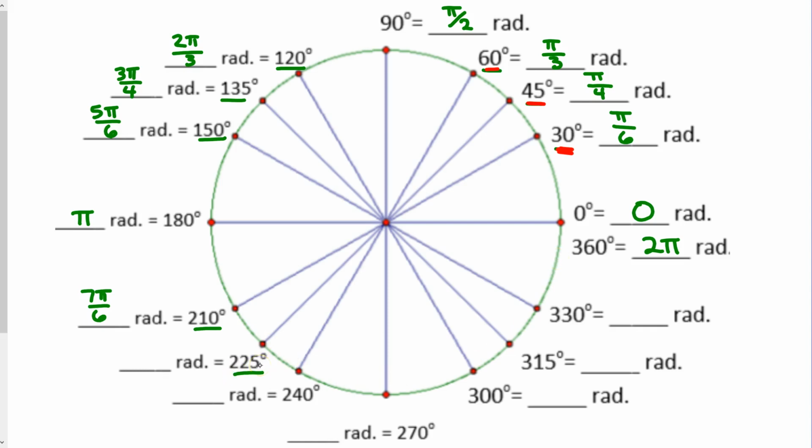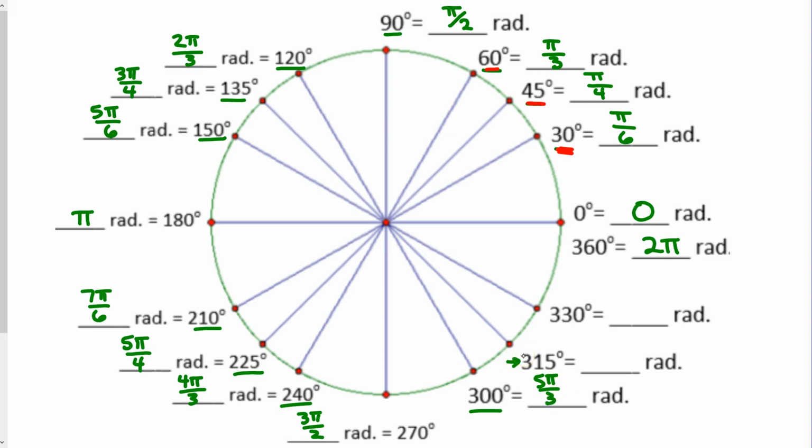Okay, 225 degrees is equivalent to 5 times 45 degrees. So that would be 5 pi over 4. 240 degrees is equivalent to 4 times 60 degrees. So that would be 4 times pi over 3, 4 pi over 3. 270 degrees is 3 times 90. So that would be 3 times pi over 2, which would just be 3 pi over 2. 300 degrees is 5 times 60 degrees, so that would be 5 times pi over 3, so 5 pi over 3.